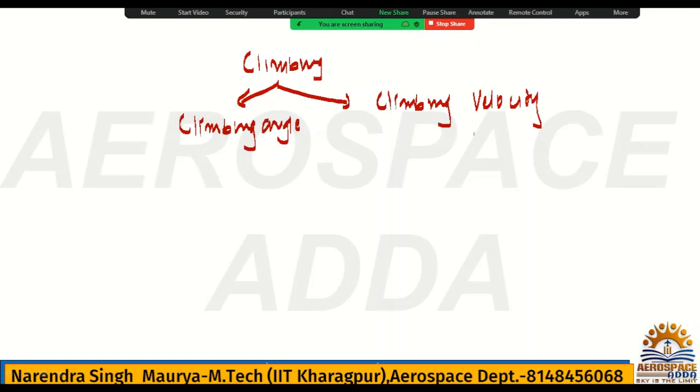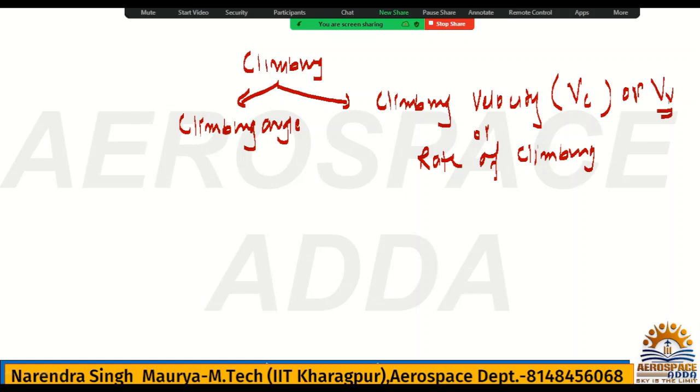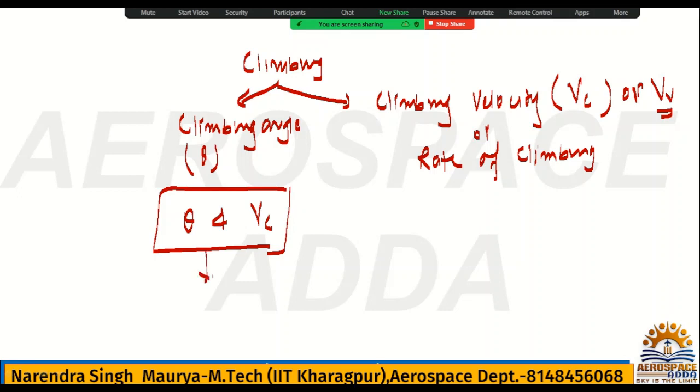Climbing velocity is also called rate of climb. As I told you, this climbing velocity is nothing but VC, or VV, vertical velocity, depending on the book; it is given differently in different books. Climbing angle is theta. So theta and VC are the main parameters in climbing.